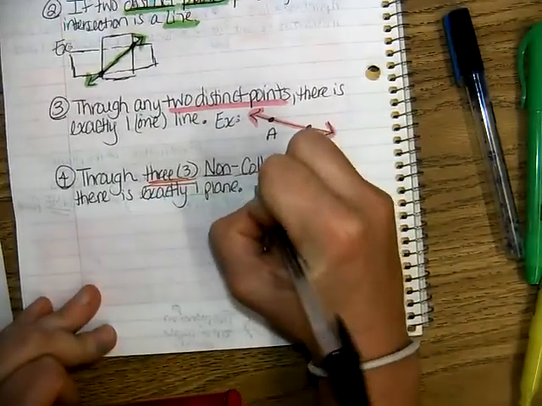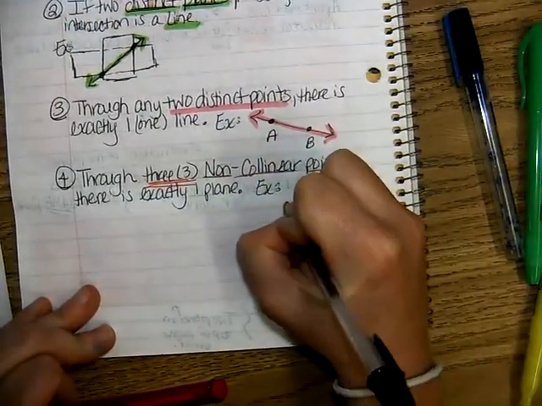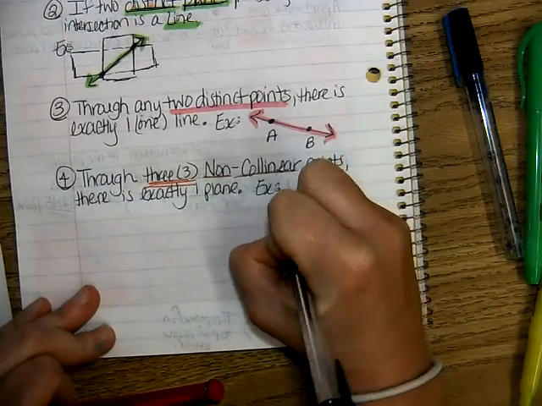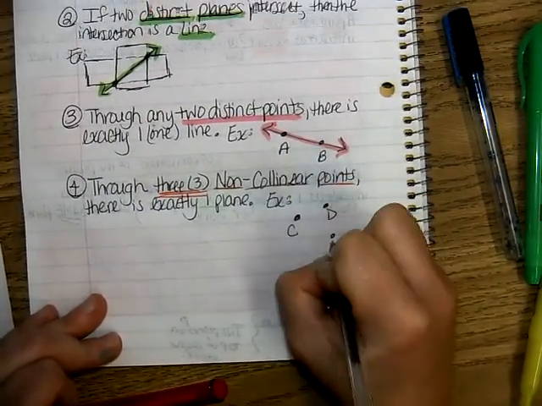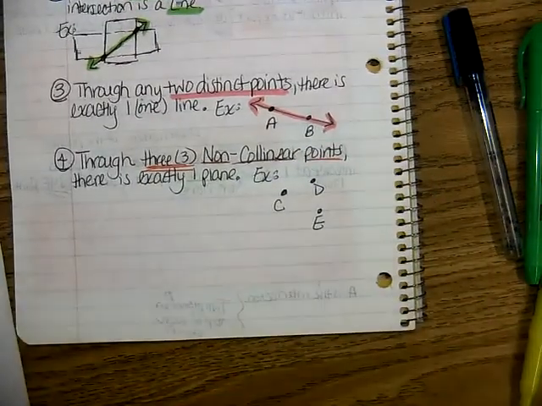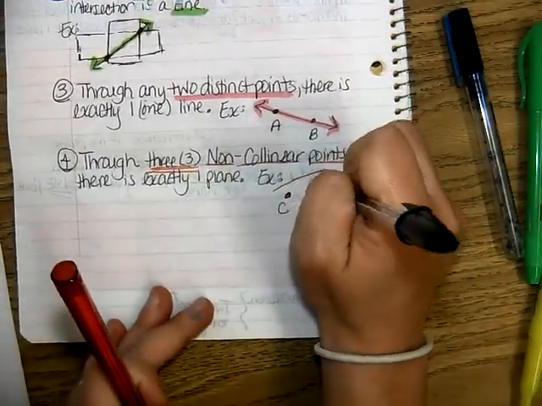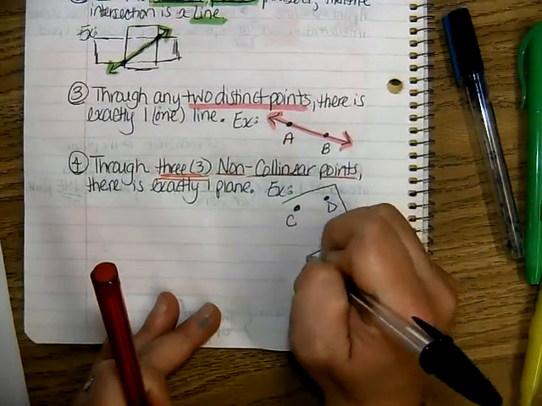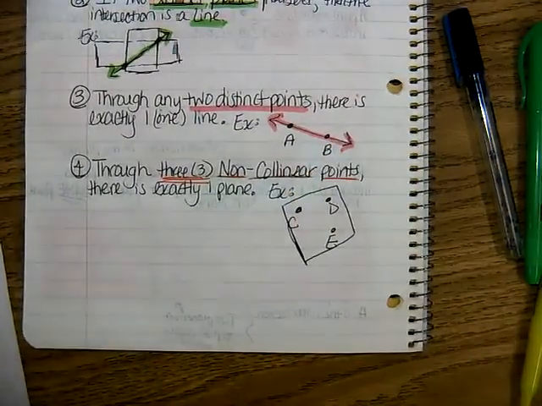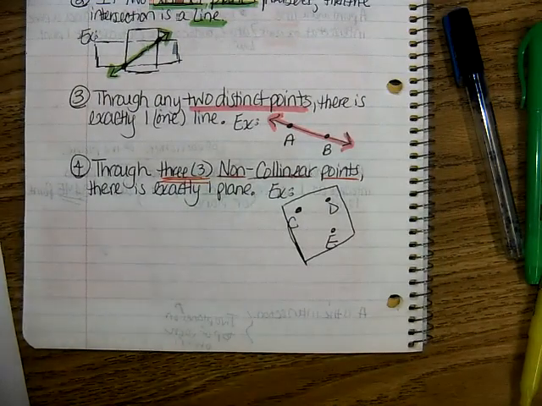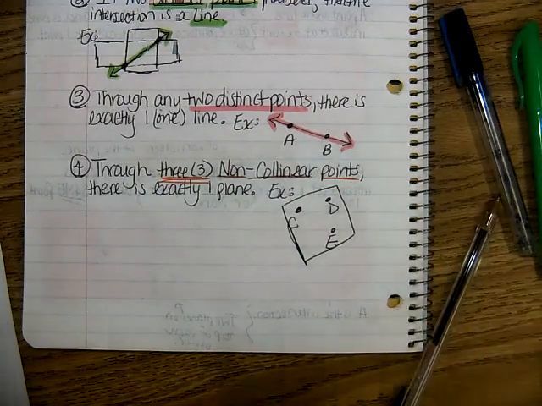So if we were to draw this as an example, what you're going to draw are 3 points, like point C, point D, point E. There is exactly one plane that can go through all 3 of those points. There's only one way to draw that, and that is through a plane. And we would name that plane CDE. And this is what it would look like.